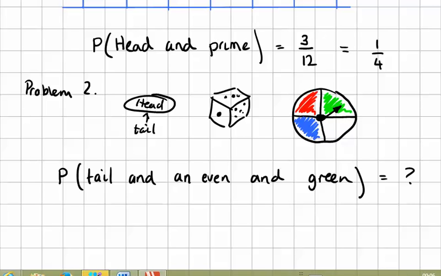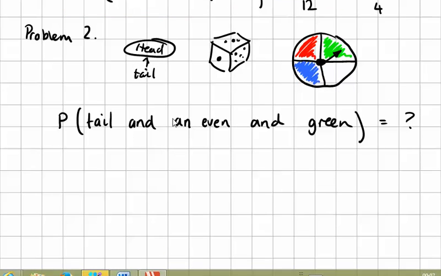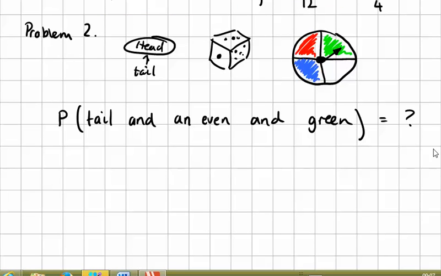But we need something for 3 events in this case. So we use what's called a tree diagram. Right? So I'm going to show you a tree diagram for this. We have to consider branches and all the possible outcomes. Remember, the most important thing is all the possible outcomes.